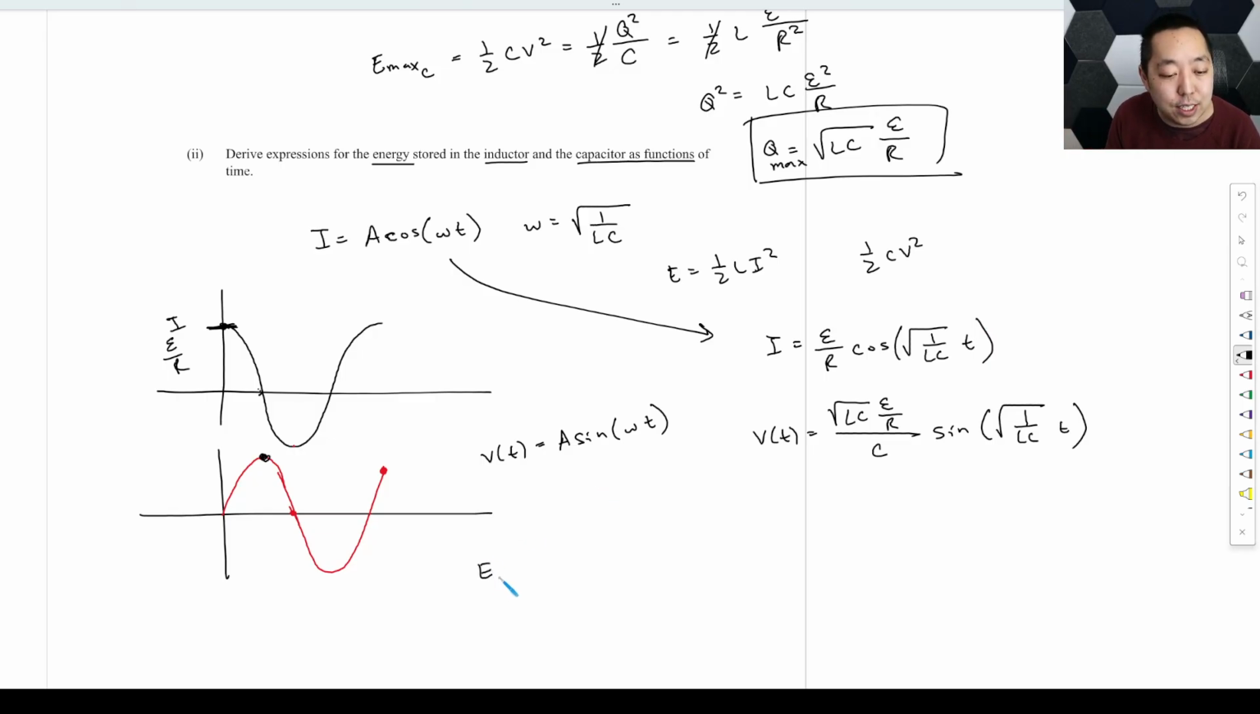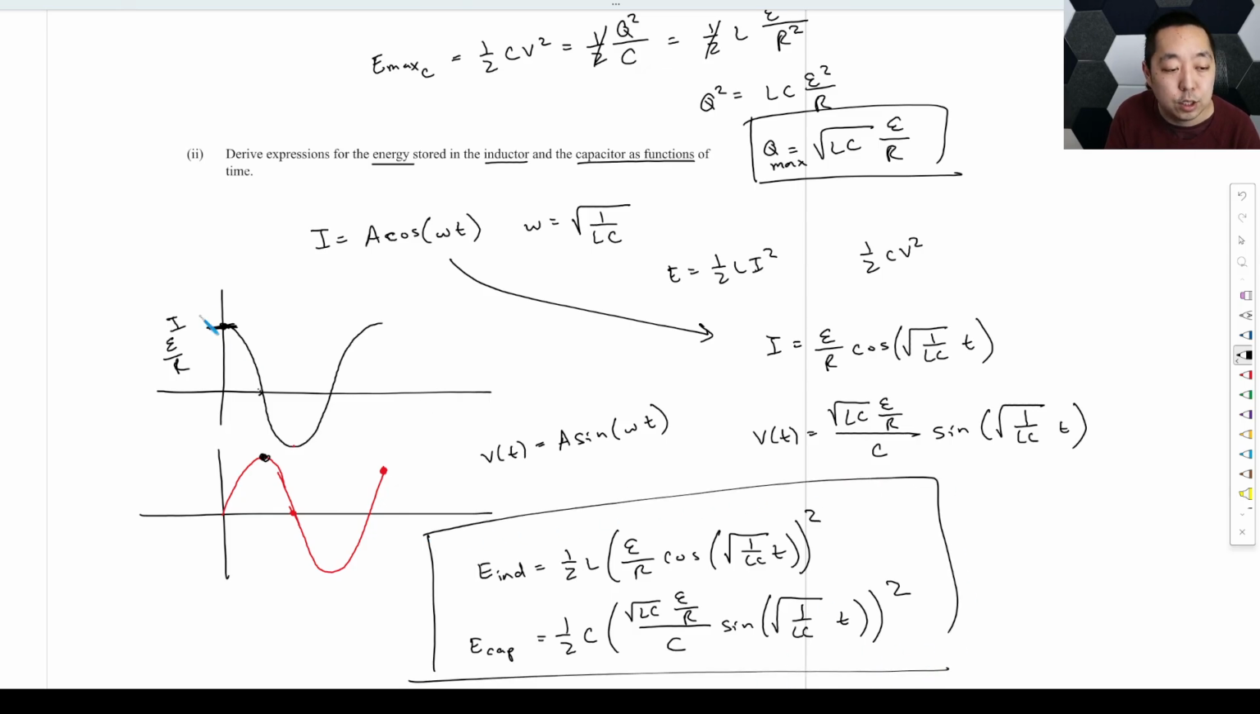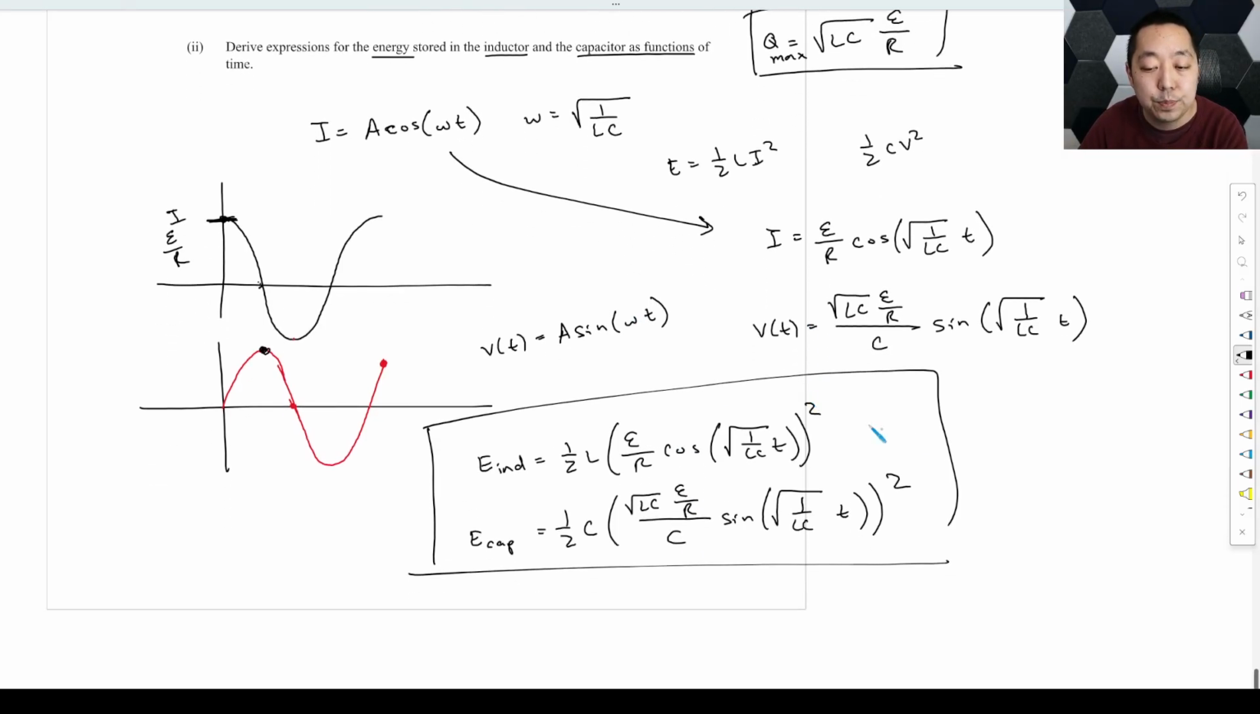And then the energy in the inductor is going to be 1/2 L times this thing squared. So just epsilon over R cosine of square root of 1 over LC times t, squared. And the energy in the capacitor is going to be 1/2 C and then this thing squared: square root of LC times epsilon over R, over C, times sine of square root of 1 over LC times t, squared. And if you wanted to, you could plot them, and you'll find the energies will go up and down, up and down. You'll see the exchange between the capacitor energy and the inductor energy. Okay? And that's the derivation of that.